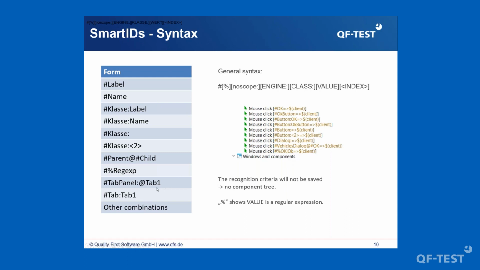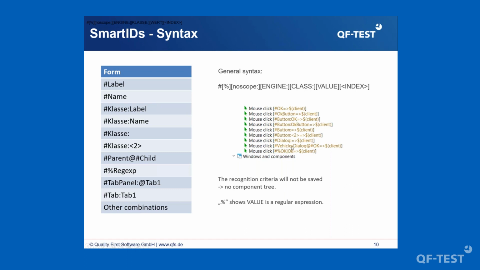Yeah, then there's another class, and that's an example for a special syntax with tabs. You can specify it like a class, tab panel colon, and then the index of the tab, that's text index, or the abbreviation for this would be hashtag, and then just the name of the tab. And of course, there are a lot more combinations.